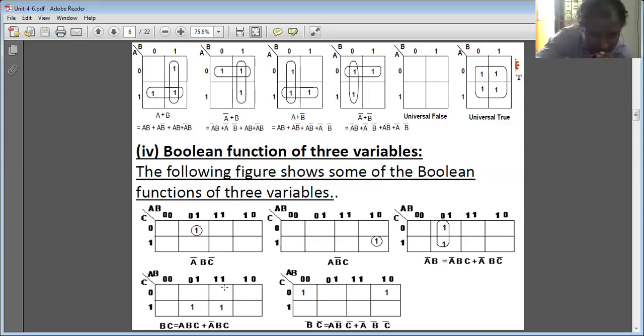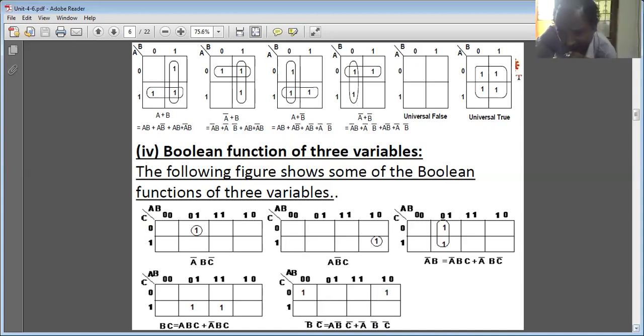For example, here one means A bar, B, C, and A, B, C, and here 0, 0 means A bar, B bar, C bar, plus 1, 0 means A, B bar, C, A, B bar, C.